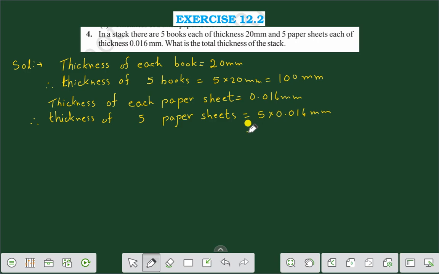If we multiply this one, we are getting 0.016 with 5. And 5 6 is 30. 3, it is 0. 5 into 5 plus 3 is 8. 0.080 millimeter. Right? Now find the total thickness of the stack.